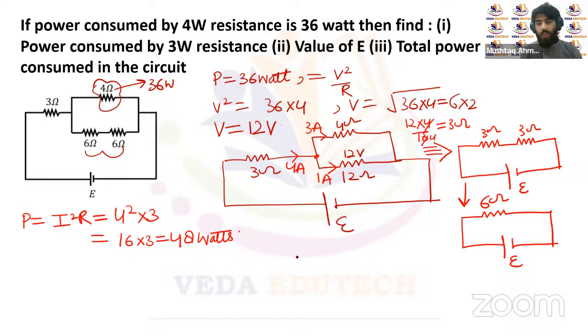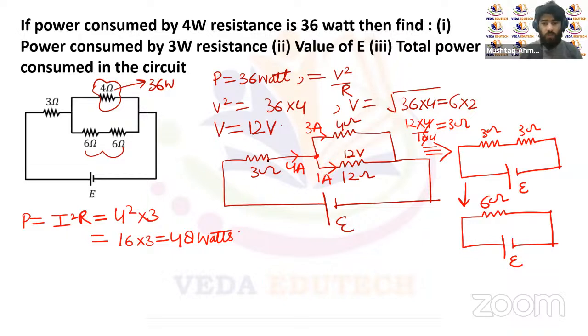So we have to calculate the total consumed power, right? We can either calculate the total consumed power for this circuit by calculating the power consumed by each and every resistor element in the circuit and adding all those powers, which will be the total power consumed. Or we can calculate the total power consumed from this equivalent circuit also, right?